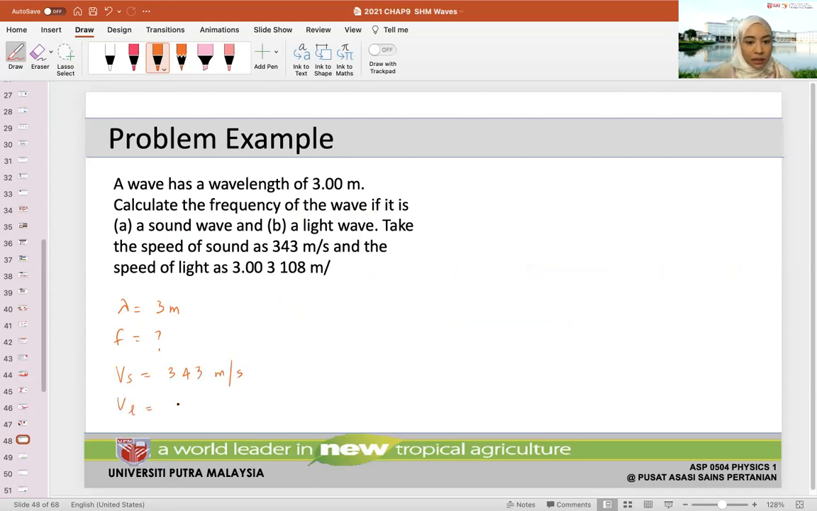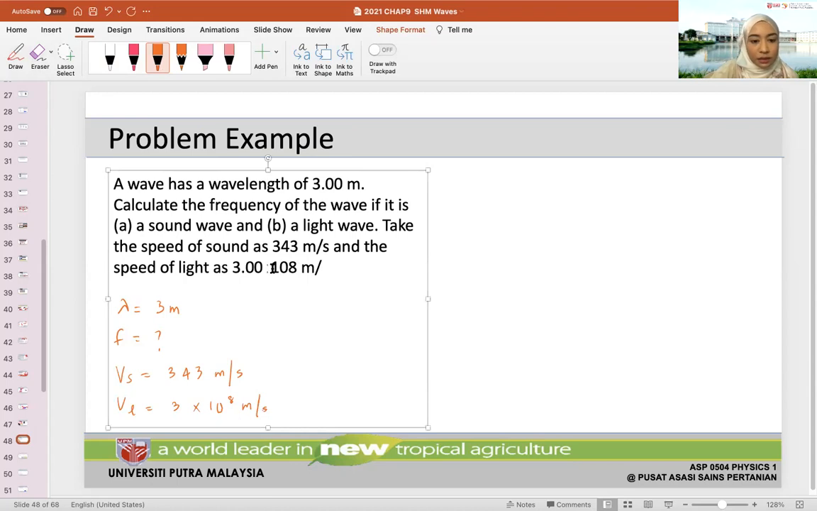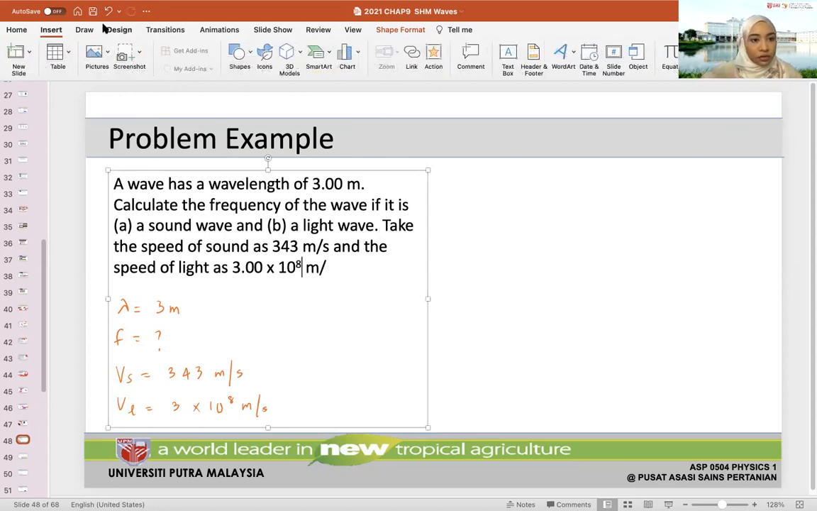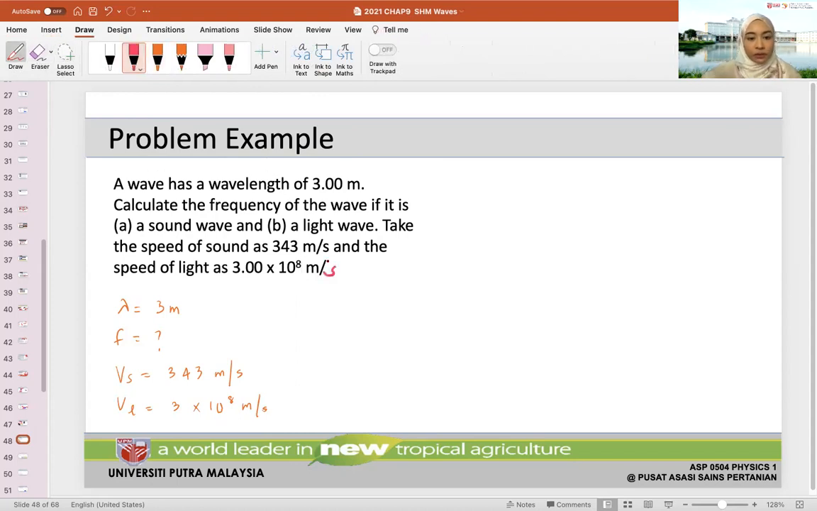And V light as... what is that? 3 times 10 to the 8 meter per second. I copied this wrongly. Let me correct that. I think that is the speed of light. Right, so we're going to roll with it. So this is our speed of sound, 343. This is the speed of light, 3 times 10 to the 8 meter per second.